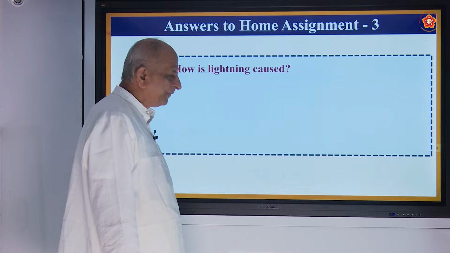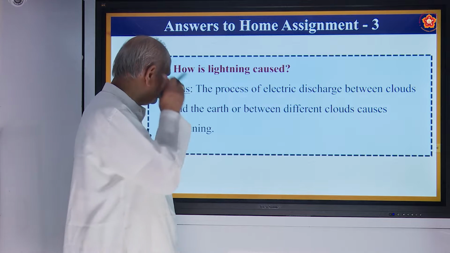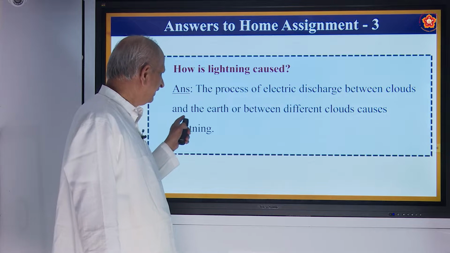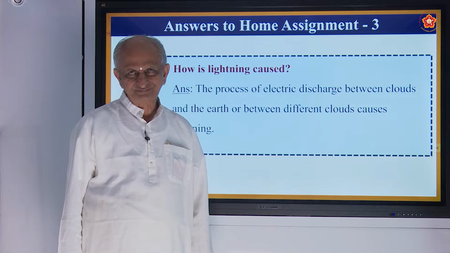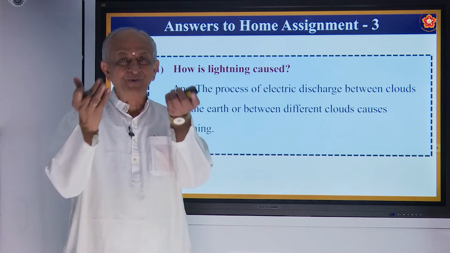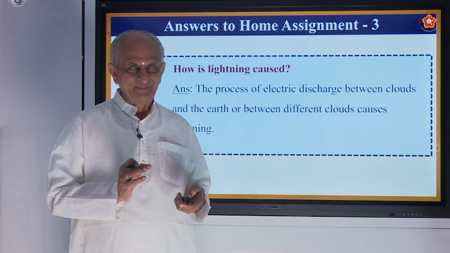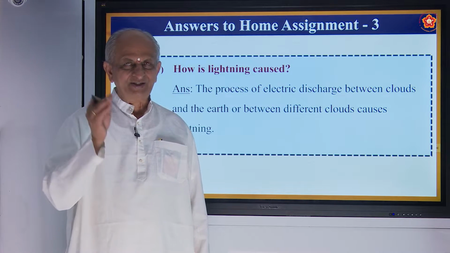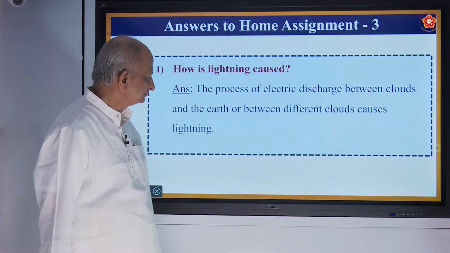Now, let us see the home assignments. Have you done it? Okay. How is lightning caused? The process of electric discharge between the clouds and the earth, or between different clouds, causes lightning. How many have seen lightning? Of course, some of you fear it also. When it is heavy rain, or when there is a thunderstorm and lightning, better not to go out. Correct?